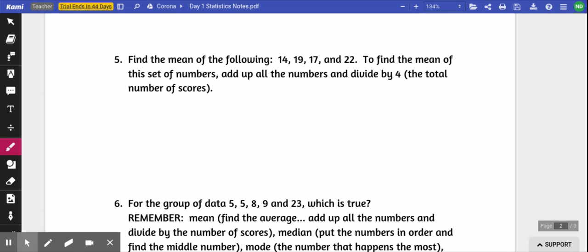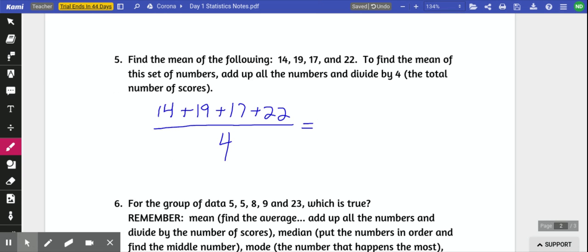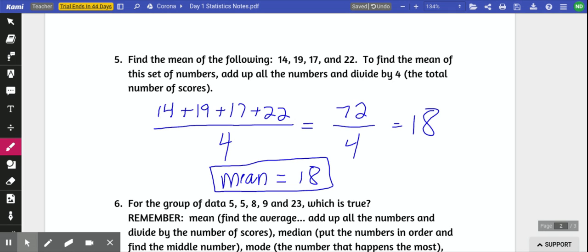So step 1, take all my numbers, 14 plus 19 plus 17 and plus 22. And then since I'm adding together 4 numbers, I'm going to be dividing by 4. So when I add up all of those numbers, we should get 72. Then I'm taking that 72 and dividing by 4. So my mean, or the average, is going to be equivalent to 18.